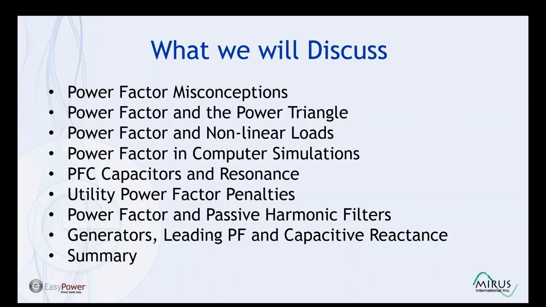Also, to improve the utilization and efficiency of their distribution grid, utilities often apply power factor penalties. We will explain how controlling power factor during peak loading conditions provides an opportunity to reduce or eliminate these power factor penalties. Since low power factor is often caused by nonlinear load harmonics, passive harmonic filters can be very effectively utilized to improve power factor. And finally, we will discuss the effect of leading power factor and capacitive reactance on generator systems.